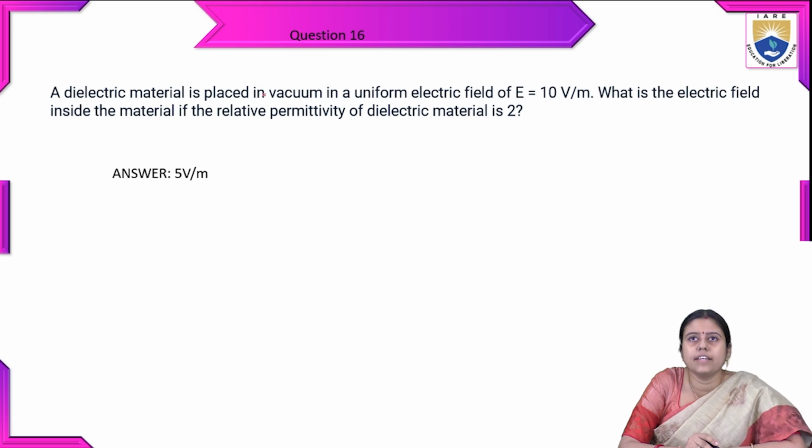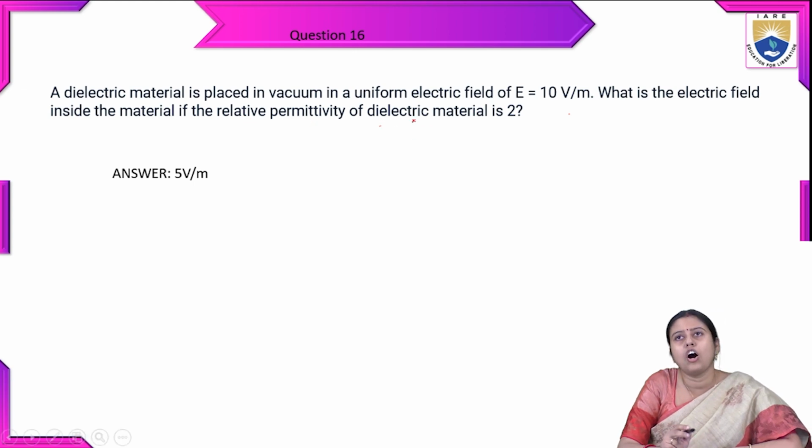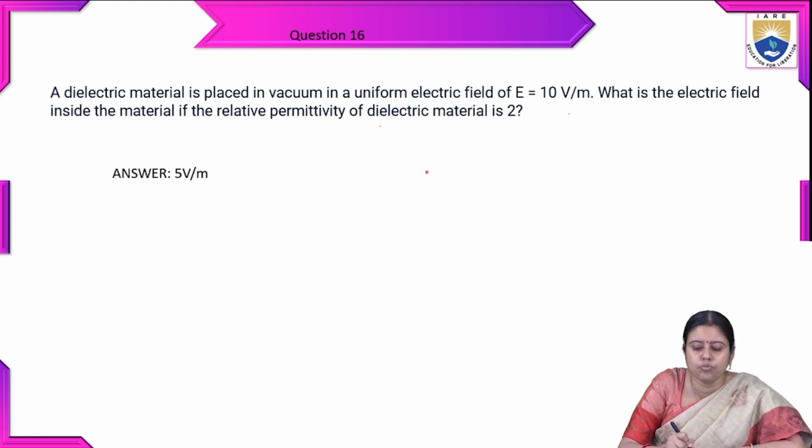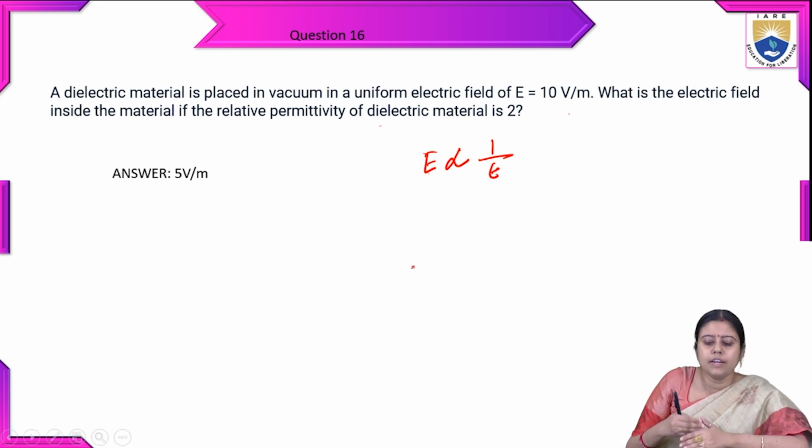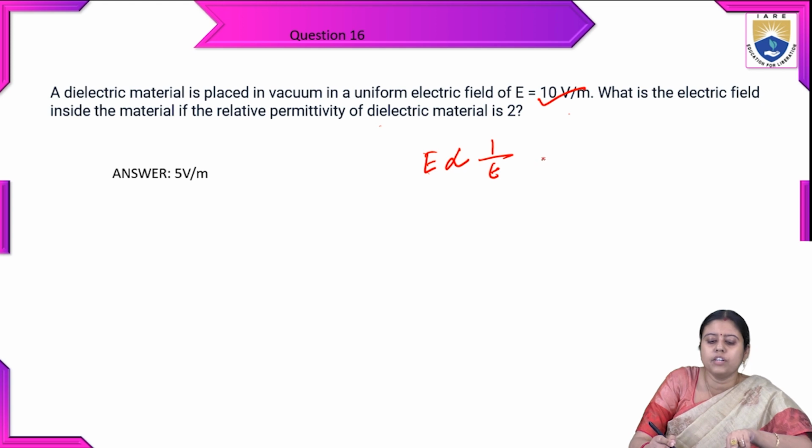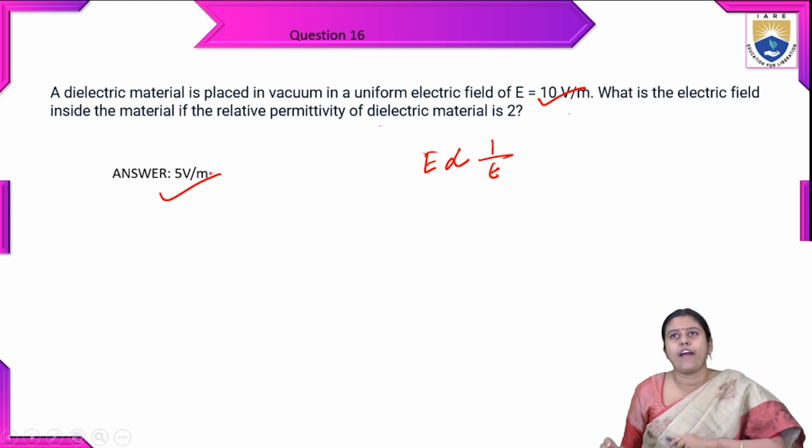A dielectric is placed in a vacuum in a uniform electric field. E is equal to 10 volt per meter. What is the electric field intensity in the material if the relative permittivity of the dielectric material is 2? We know E is inversely proportional to epsilon. So if the relative permittivity is 2, and for vacuum this is 10 volt, so it should be 5 volt.